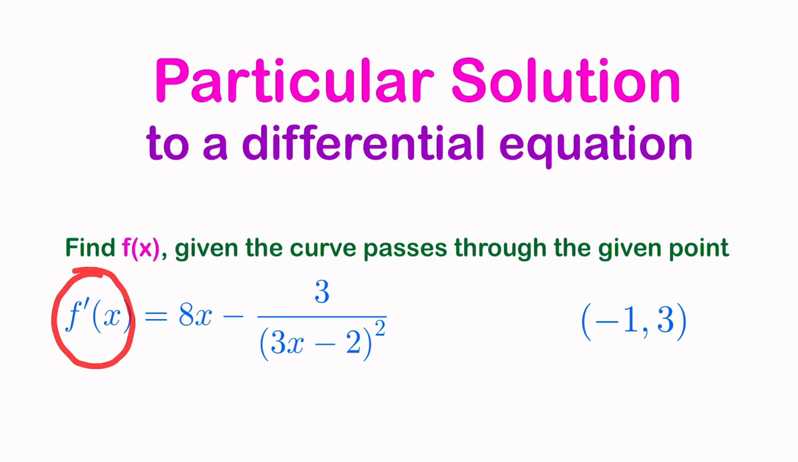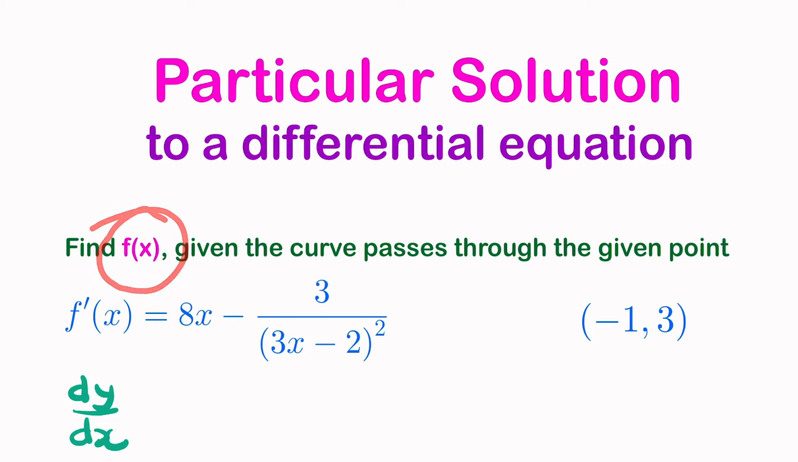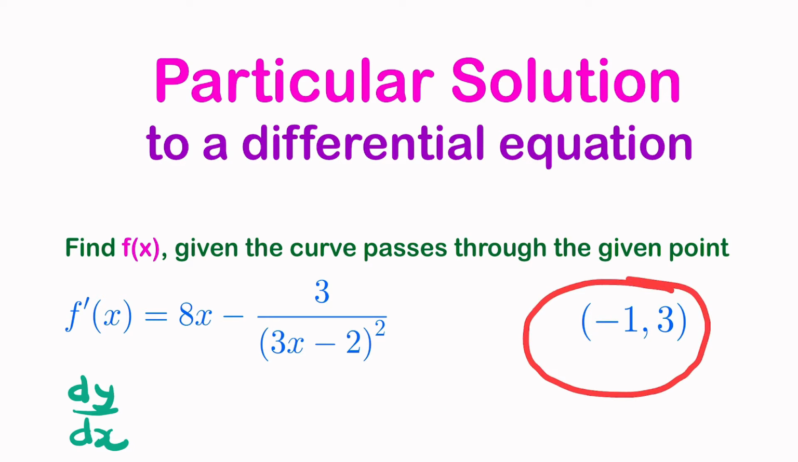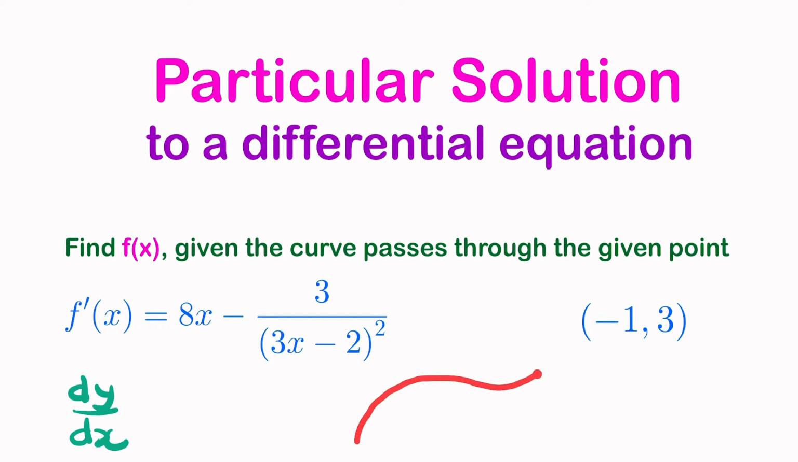Here we're given f prime, in other words, we're given dy by dx, and we're asked to find f of x. So therefore we'd need to integrate this to find f of x. Now we call this a particular solution because we're not going to integrate and then add a constant. We're actually going to find that constant because we are given the coordinates of a point that the curve passes through. So there's several steps.